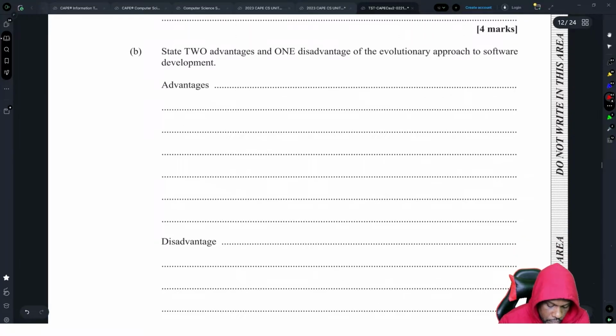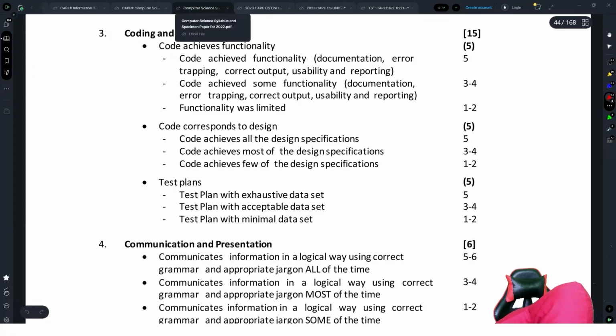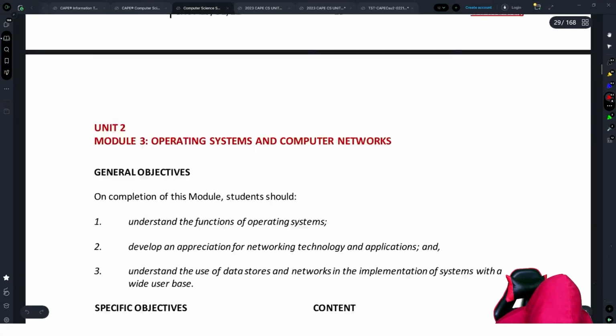Why? I don't know. State 2 advantages and 1 disadvantage of the evolutionary model to develop software. Evolutionary, what makes it better over time? Evolutionary is rapid prototyping. They have waterfall. Then we have rapid prototyping. Then we have reuse. And then I'm not even sure if evolutionary is still on the syllabus. Hold on. Let me check this because I feel like I'm being hoodwinked here.